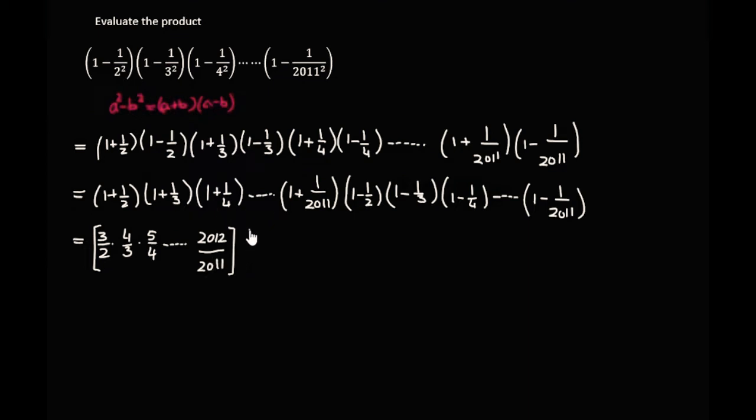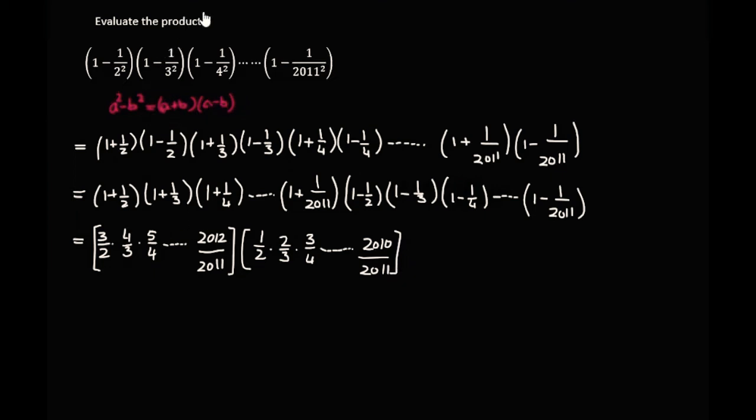Now the terms containing the minus sign. This is 1 minus 1 over 2, which is 2 minus 1, which is 1 over 2. And the next term is 2 over 3, which is 3 minus 1 over 3. And the next term is 4 minus 1, which is 3 over 4. And the last term is 2011 minus 1, which is 2010 over 2011.